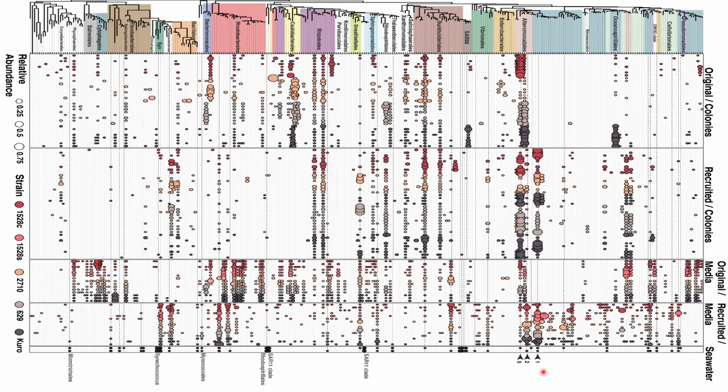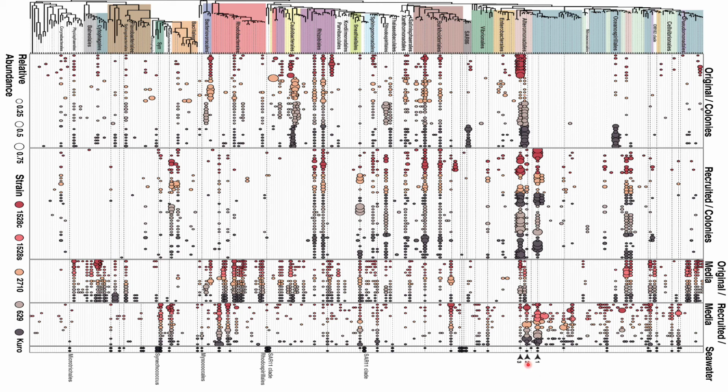There's also some other interesting patterns that I'd like to point out in this plot. So I highlighted 3 of them here. In this first case, we have some ASVs that are present in the seawater and that are recruited into the media, but they are not recruited into the colonies. They are recruited into the colonies, but they are not present at all in any of the original samples.